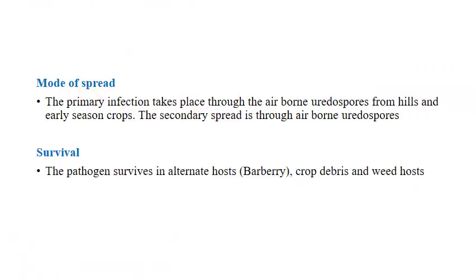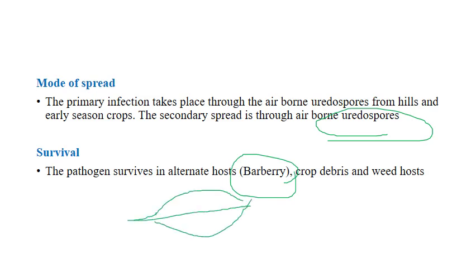Coming to mode of spread, the primary and secondary infection takes place mainly through airborne urediospores. Coming to the survival, the pathogen survives in the alternate host, that is Barberry. Now I told you the stage 0 and stage 1 which happen in Barberry. On the upper side spermatia are formed, and on the corresponding lower side of the leaf, the aeciospores are produced. So for survival it requires the alternate host, that is Barberry, and it also can survive on crop debris and weed host, but the main alternate host is Barberry.